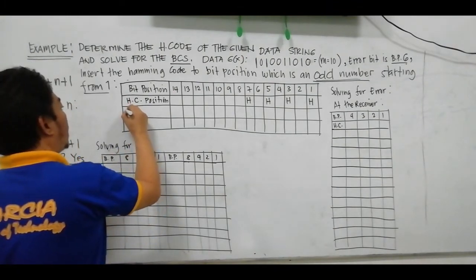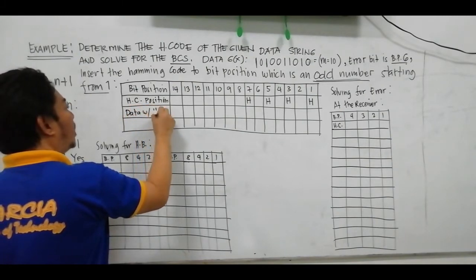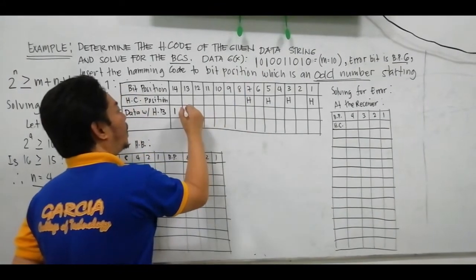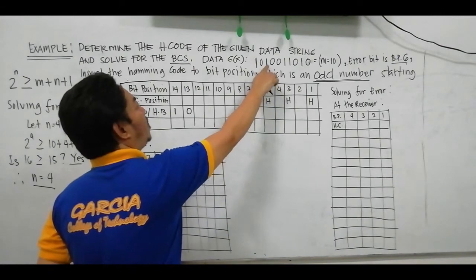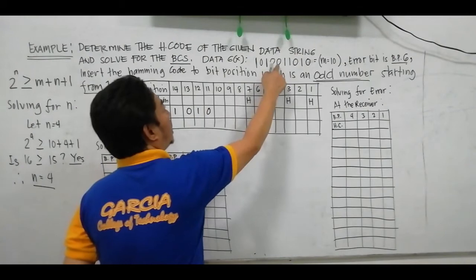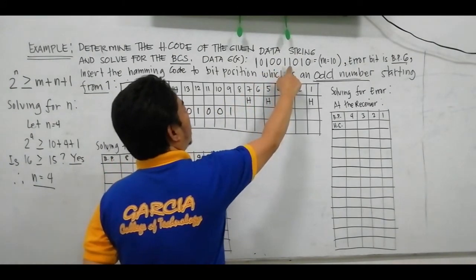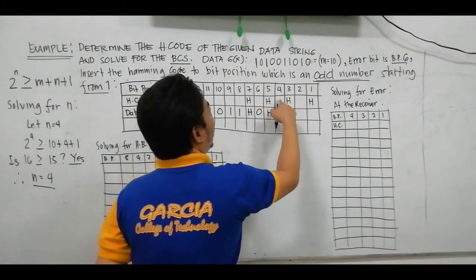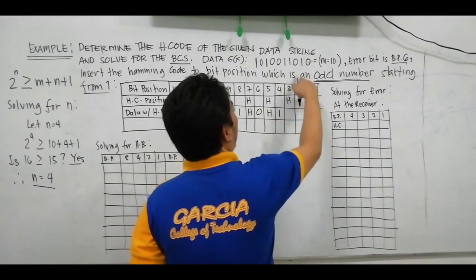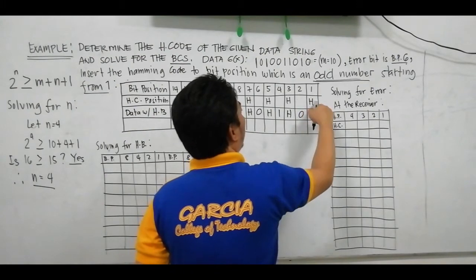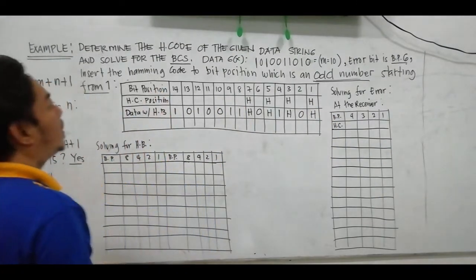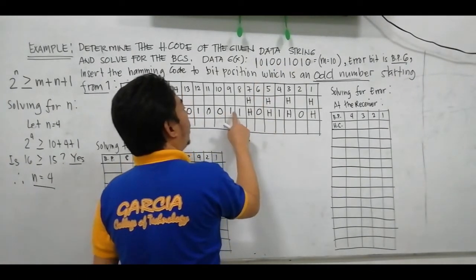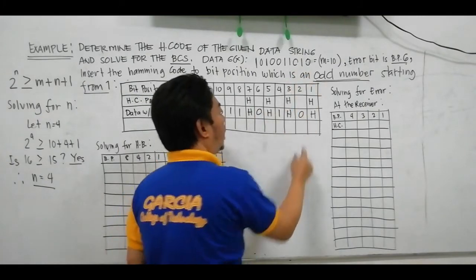let's insert the data. Data with Hamming bits is, of course, 1. So, insert to bit position 14, this is 0. Then for 13, then for 12 is 1, 0, the next is 0, the next is 1, the next is 1, and the next is your Hamming bit. Number 6 is 0, Hamming bit. Number 4 is 1, and number 3 is your Hamming bit, and number 2 is 0, and number 1 is your Hamming bit. Okay, so let's check: 1, 1, 0, 0, 0, 0, the next 1, 1, 1, 1, the next 0, the next 1, the next 0.